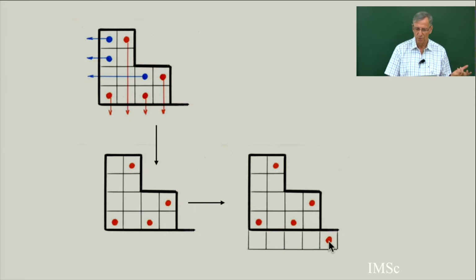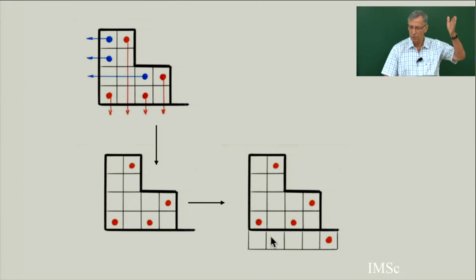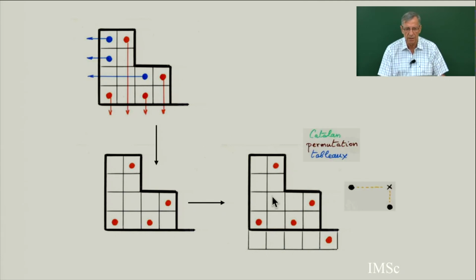We have seen this already in some previous lecture. So you just delete the blue cells, add a new row, and you just mark in this new row each column where there was no red cell. So I claim that this is a bijection. You can reconstruct the tableau, and I claim that the characterization of this tableau is exactly what is called a Catalan permutation tableau.